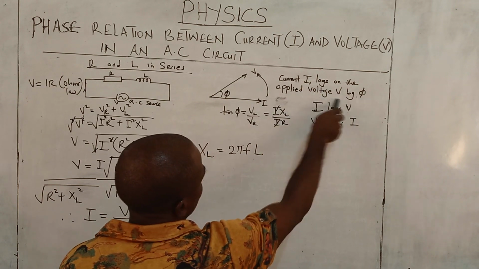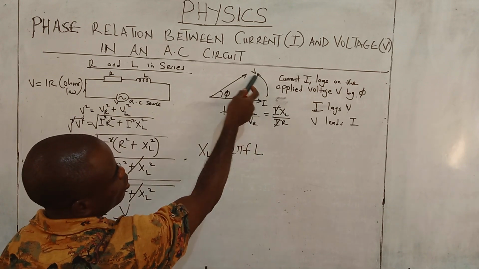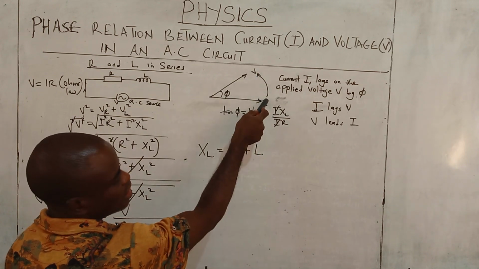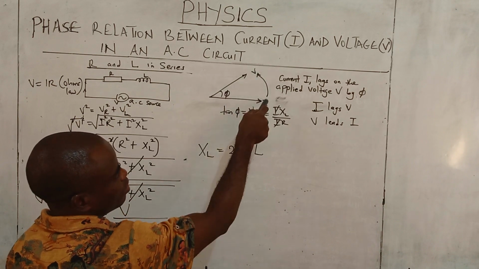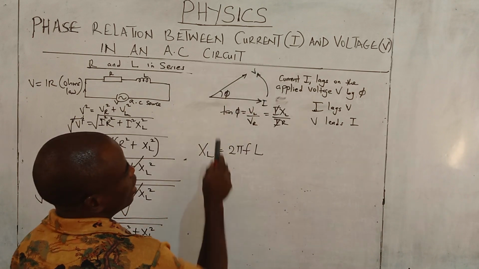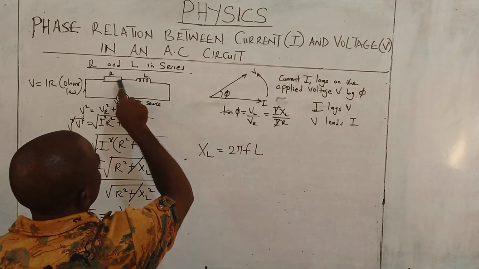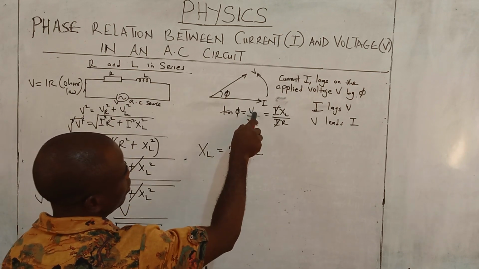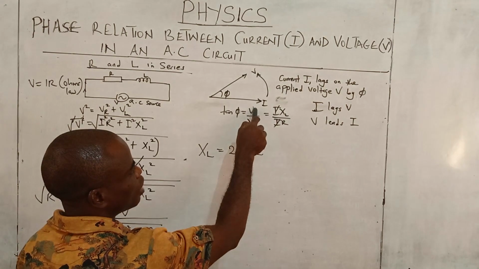Now, with the inductor and resistor, the current I lags the applied voltage V by phi. How do you know that it lags? When you see the arrow going up, it means that the voltage is leading the current. The one the arrow points to is leading, while the one that doesn't have an arrow is lagging. And tan phi, because it involves an inductor and resistor, will be VL over VR. VR will always be the denominator, VL the numerator.